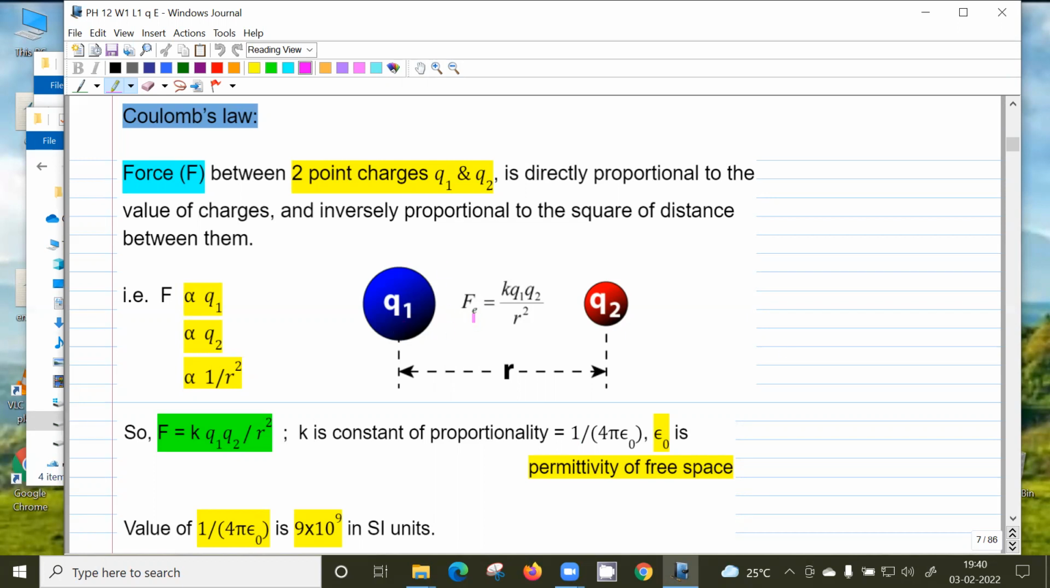Okay, and there are similarities. Both of the forces go as 1 by r square, and both depend on the product of the charges, or the product of the masses, and there will be a constant. In the case of Coulomb's law, the constant is k, or 1 by 4 pi epsilon naught, and the value is 9 into 10 to the 9. In the case of gravity, what is the constant called? What is the symbol? Capital G. And what is the difference between the electrostatic force and the gravitational force? One major difference: gravitational force is always attractive, but electrostatic force can also be repulsive. And the similarity is that both are 1 by r square.